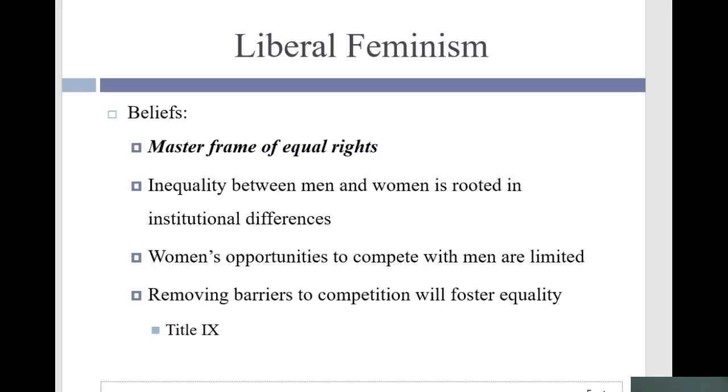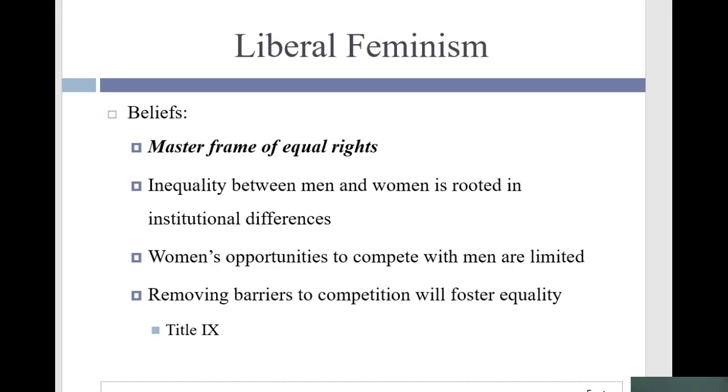Liberal feminism is a master framework of equal rights. What it says is that inequality between men and women is the root of institutional differences. Women's opportunities are different than men's and are limited. Even when they're equal, there are significant differences that we can look at through the course. So when women and men are hired equally, men are more likely to get promoted, and we see that barrier. Now, remember when we went over the syllabus, we talked about removing barriers?